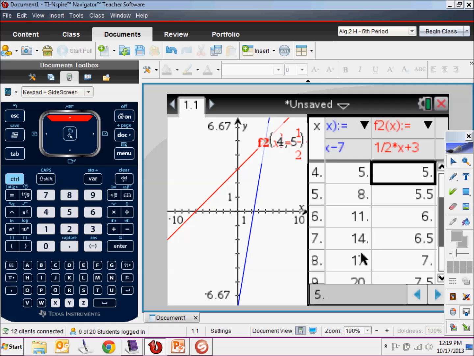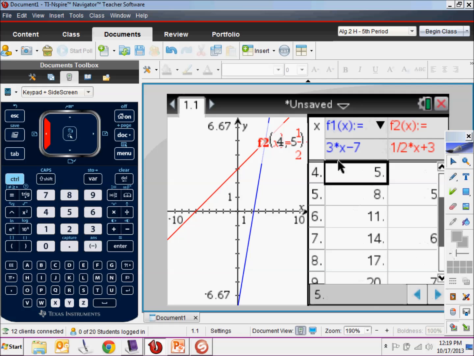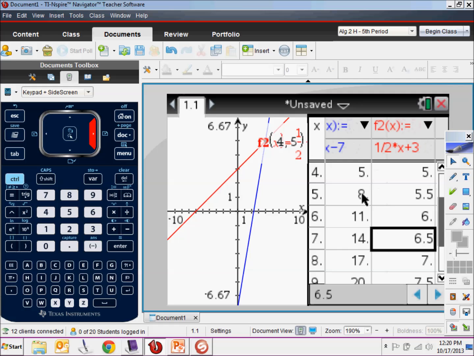Okay, so again, we identified 4. 4, our independent variable, tells us what our factor is. Does our dependent variable determine what happens? No, the independent variable determines what happens. So when x is 4, they are equal to each other, right? And the problem says, when is this function, 3x minus 7, greater than or equal to 1/2 x plus 3? Well, it's after 4, right? So any point after 4 is greater than the other function at the same point.